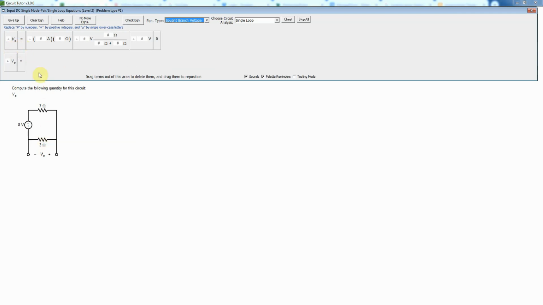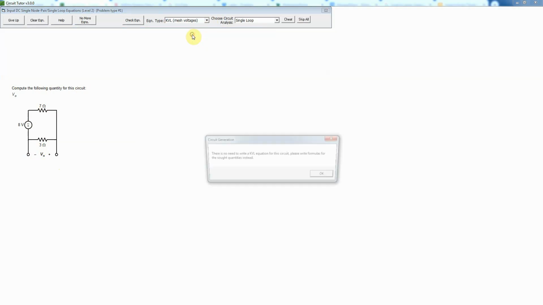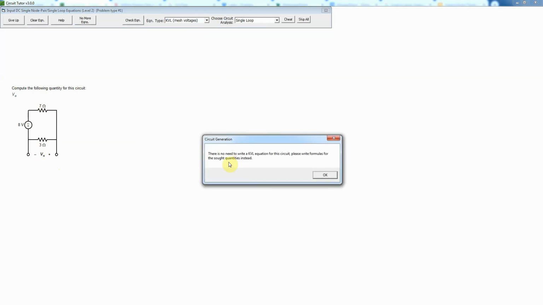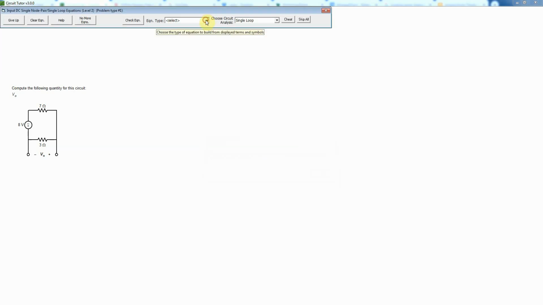And now I could mentally compute the current and use this equation, but I'm going to instead use this voltage division formula. And I should point out, by the way, that you might think, well, I could use a KVL equation to solve this problem. And indeed, you could do that. However, the program will actually not let you. So if you try to write a KVL equation here, it's going to tell you, you don't need to do that, just write the sought voltage equation anyway, because it wants you to use the voltage divider formula so that you learn that formula. So it's actually not going to let you do that.